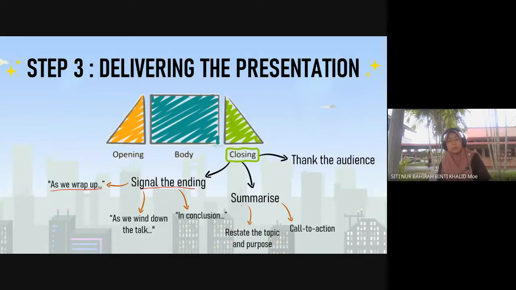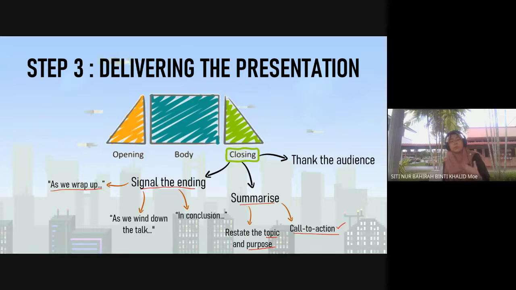So next, this is your summary. So you summarize, you restate your topic and your purpose. So kamu ulang semula, remind the audience of what is the topic and what is the purpose of your presentation. And you can include a call to action. So a call to action is when you are telling your audience what they should do.